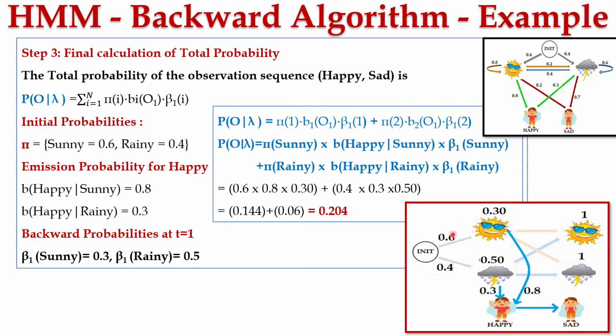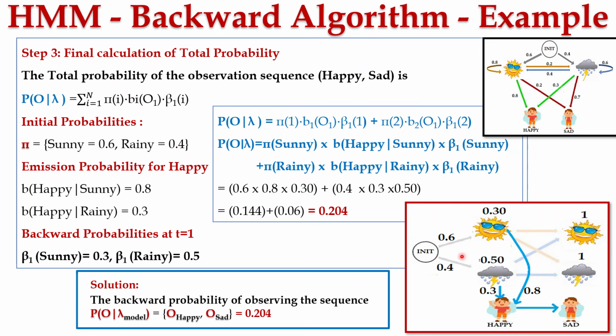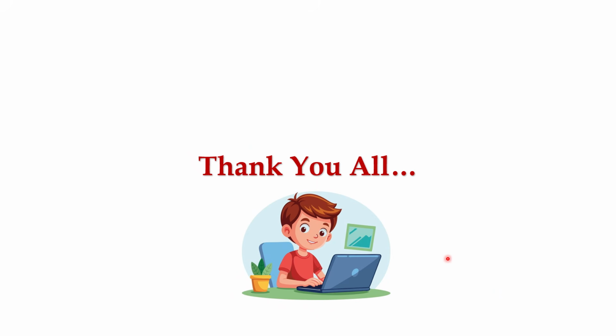The same is given in this pictorial representation here. The final solution using the HMM backward algorithm for the probability of the mood sequence of Raja from happy to sad is 0.204. So hope you are clear in this HMM backward algorithm using this example problem. Thank you all.